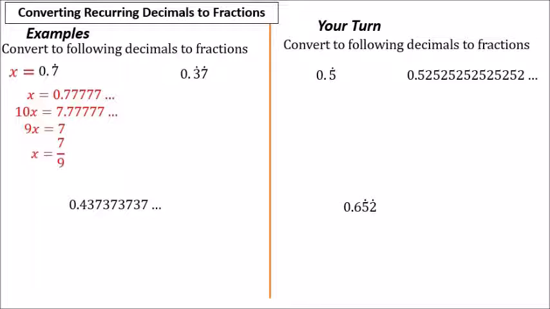So if I do 10x take away x to get 9x, that's 7.7 recurring, take away 0.7 recurring, and the digits after the decimal point cancel out. So we end up with just having 7 take away 0, which is 7. So I end up with 9x equaling 7. So x, therefore, if I divide both sides of my equation by 9, is equal to 7/9. And therefore we have shown that 0.7 recurring is the same as 7/9.